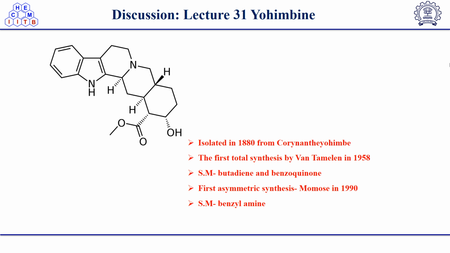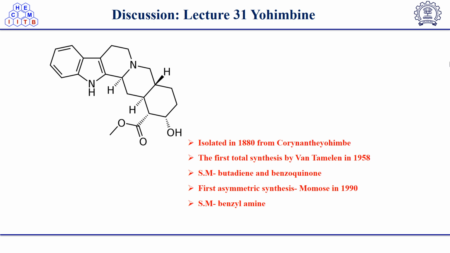But in the same total synthesis, they are doing resolution to get the asymmetric compound. And this total synthesis by Tamerlan is almost similar to Woodward's total synthesis of reserpine, and the starting materials used by Tamerlan were butadiene and benzoquinone. And Tamerlan could complete this total synthesis in 1958 in 20 steps with an overall yield of 0.024 percentage from the Diels-Alder product.